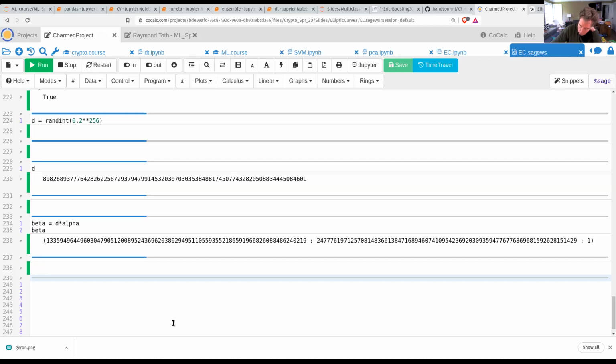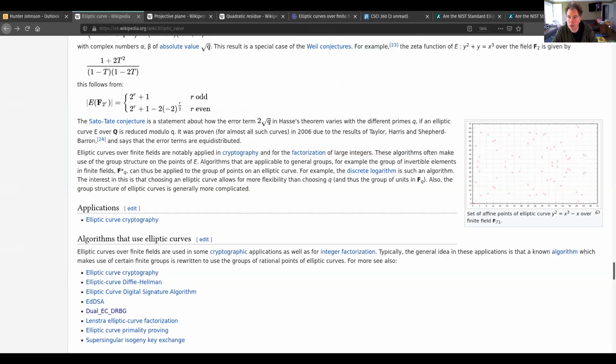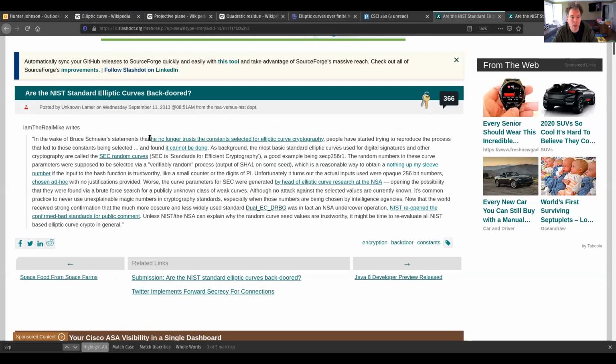So what else? Oh, there's this kind of interesting controversy about the elliptic curves that were offered by the NSA, who just defined some standard curves. And I had the document open for a while. So are the NIST standard elliptic curves backdoored? Let me see if I can find it here.